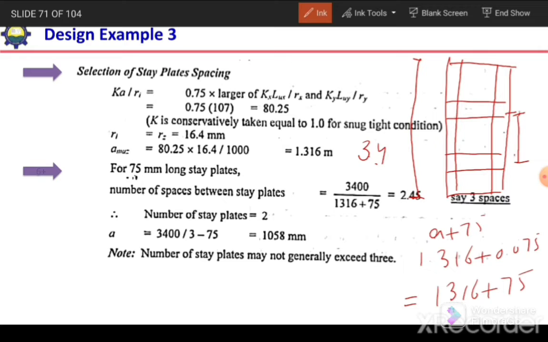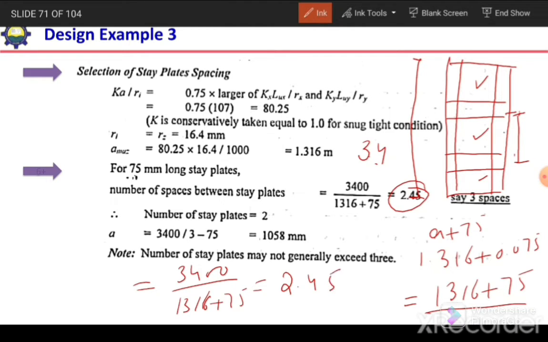Once we have the center to center spacing between the stay plates, we can calculate the number of spaces between the stay plates for this built up section. For that we need to divide the overall length, which is 3400, by this factor 1316 plus 75. It gives us a number which comes out to be 2.45. So it means there are 2.45 spaces between the stay plates.